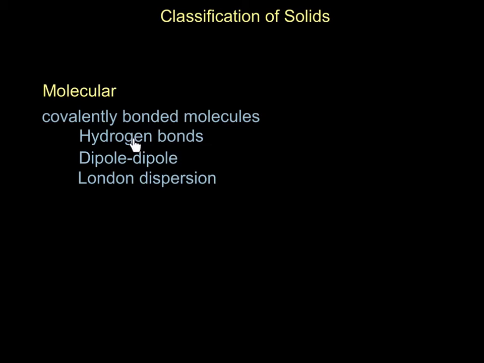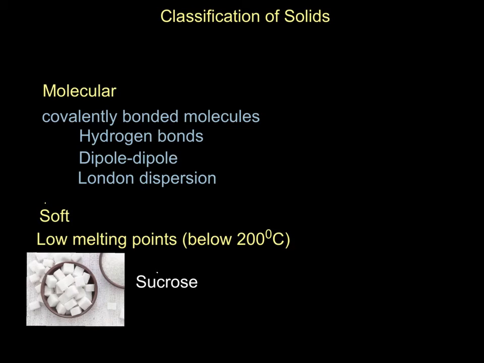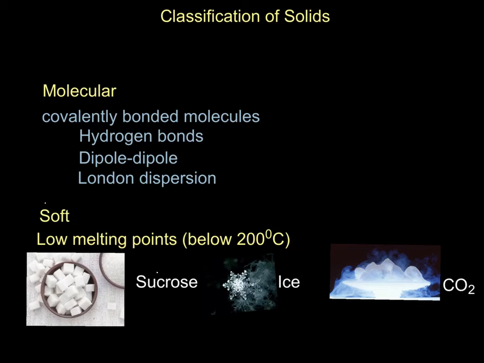Now, all of these intermolecular forces, generally speaking, are pretty weak when we start to compare molecular solids to other types of solids. So, molecular solids are usually soft and have low melting points, below somewhere around 200 degrees Celsius. Many of them are organic compounds composed of carbon and hydrogen. And some examples of molecular compounds are sucrose, or table sugar, ice, or solid H2O, and dry ice, or solid carbon dioxide.